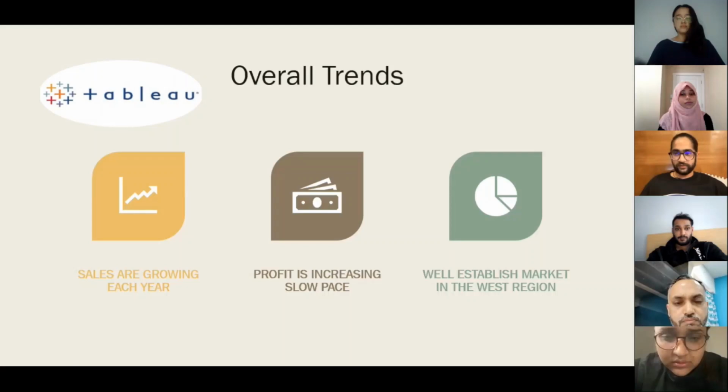The third one is that the Superstore company has a well-established market in the West region, which is also shown because the biggest profit and sales cities are New York and Los Angeles.